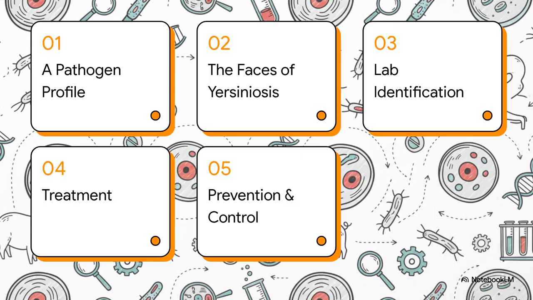All right, so here's the game plan. We'll start with a profile of the organism itself. Then we'll look at the different ways Yersiniosis presents. After that, we'll head into the lab for identification, talk treatment, and finally, wrap up with prevention and control.